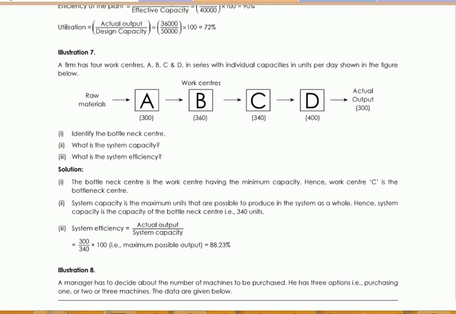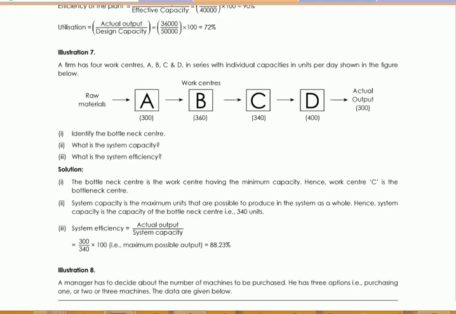There is a slight correction in the study material of operations management. In the first part they are writing minimum capacity, and they are taking C as the work center. But compared to C, A has the minimum capacity. C has a capacity of 340 and A has a capacity of 300. So here the bottleneck center will not be C, but it will be A. There is a slight correction in the first answer given here.